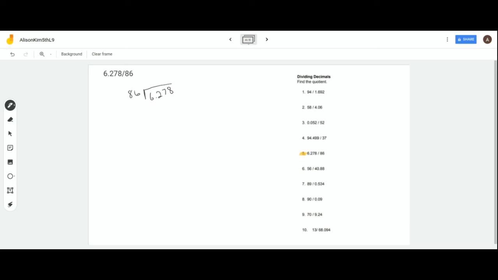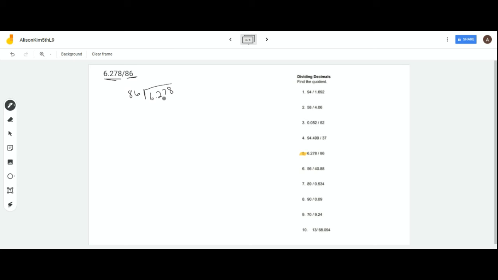6.278 over 86. The one that is always going to be divided, the dividend, is always going to be the numerator, and the divisor is going to be the denominator. So now you know this. It's going to be 86. So I'm sorry, 6.278 divided by 86. So we need to find out how many times 86 goes into 62.